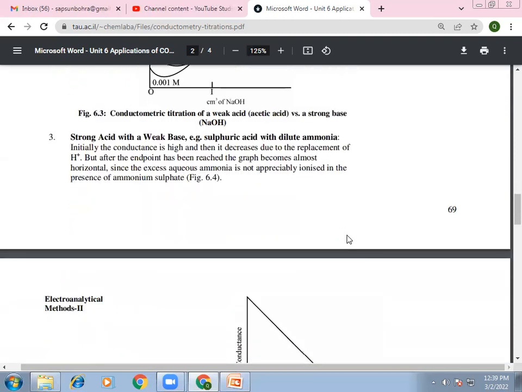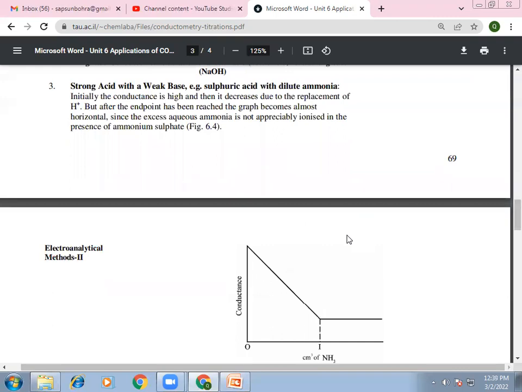Next, we will see the strong acid versus a weak base. Okay, suppose I take sulfuric acid and I titrate it against dilute ammonia solution. So conductance on the y-axis, and on the x-axis we will plot the volume of ammonia. So initially the conductance is high, you can see this point. Okay, then it decreases, similar to what we have seen earlier, due to the replacement of H plus ions. And here your equivalence point is reached.